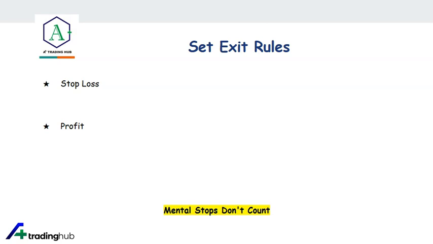For example, you can say, okay, fine, my stop loss will be between 50 to 150 pips. That is if you are a swing trader. 50 to 150 pips on each trade. So if you see a trade setup and it exceeds this range in pips, you don't take that trade because it's against your trading plan. Same with your take profit.